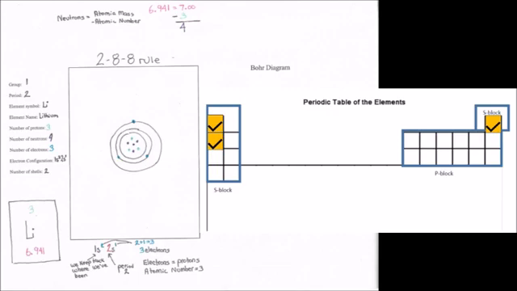So let's take a look down below, and you'll see that lithium has an atomic mass of 6.941. So remember, we're going to round that to the nearest whole number. So the nearest whole number would be 7. So we're going to take 7, and we're going to subtract the atomic number, which again is the number of protons. 7 minus 3 equals 4. That means that lithium has 4 neutrons.